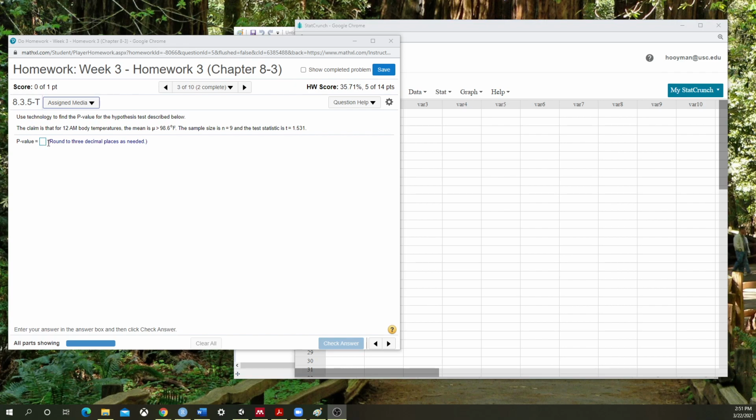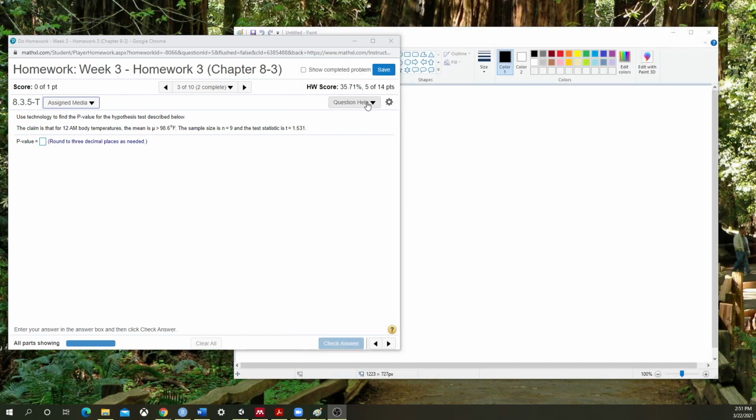Find the p-value. So before, what we did to find the p-value was that we had probably the mean, the standard deviation, and the number of people, and we were able to calculate the p-value using the summary data. We don't have that here, but we do have the test statistic and we have the number of people, and that's more than enough to be able to calculate the p-value. Let me show you how.